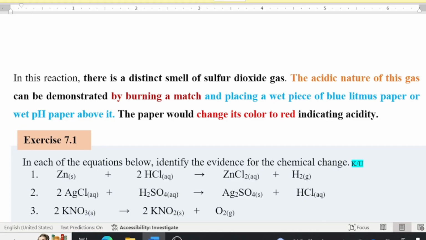If you take a piece of damp blue litmus paper and you put it over the burning match, you find that the damp blue litmus paper will turn pink, which is indicating to us that an acidic solution is formed on the litmus paper. That's because when sulfur dioxide reacts with water, it forms a weak solution of sulfurous acid.